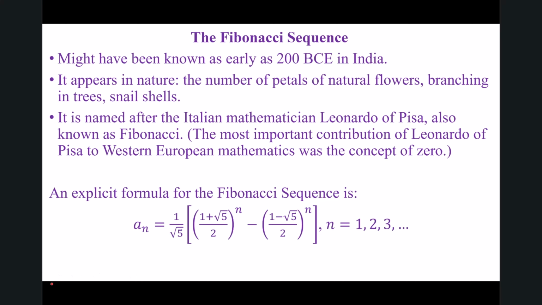An explicit formula for the Fibonacci sequence exists. It's kind of complicated. This is the explicit formula for the Fibonacci sequence. So if I wanted, say, the 100th term, I could plug in 100 for n, and that would give me the 100th term. I wouldn't have to use the recursive formula and find the first 99 terms in order to find the 100th term.